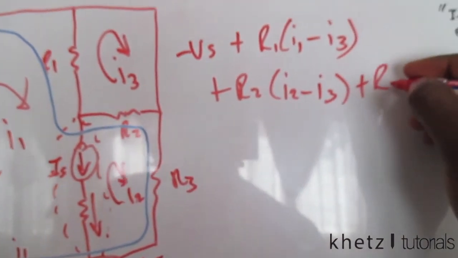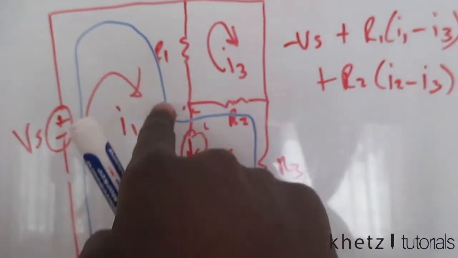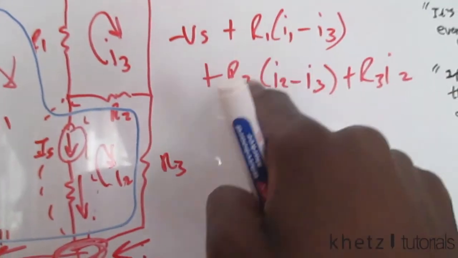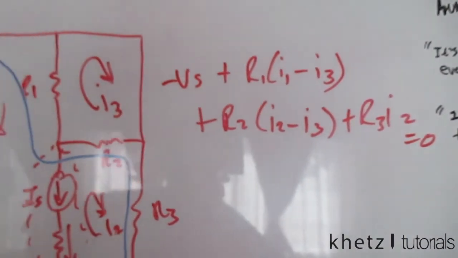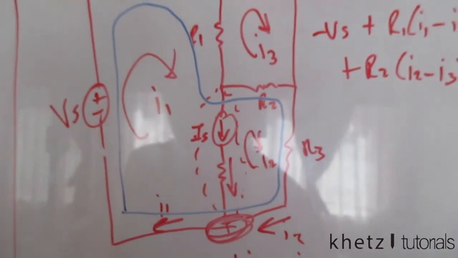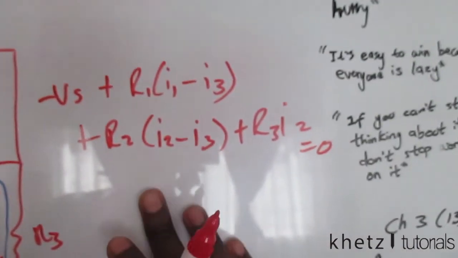And you're going to say R3 I2. Then that is 1, 2, 3, 4. So that is all. And then you equate to 0. This was just an example to show you how to deal with super meshes and meshes in general. And I hope this will really be helpful.